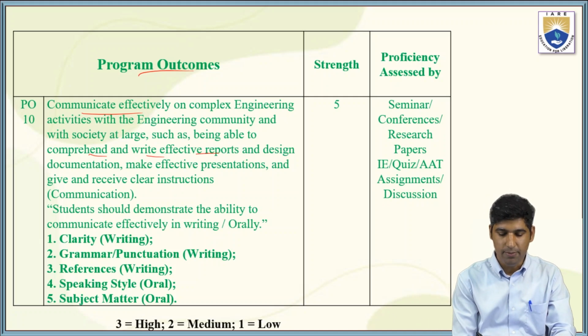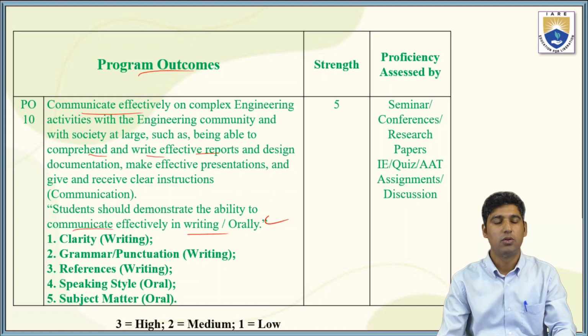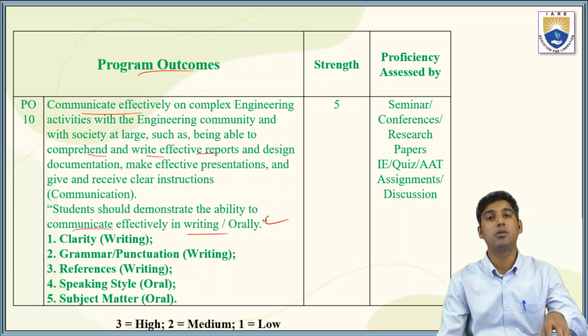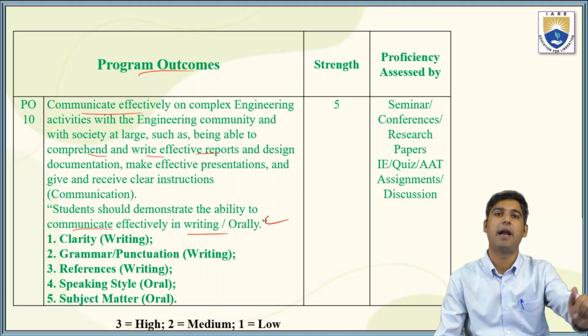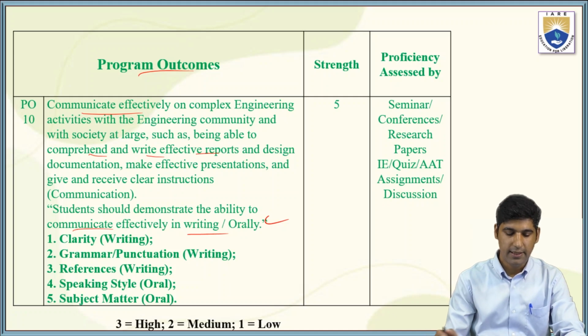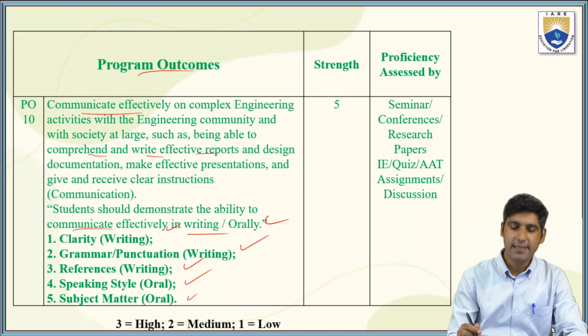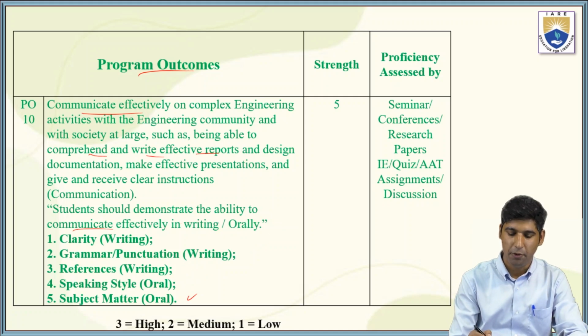It's your reading that also improves your communication skill, because you come across new words. And students should demonstrate the ability to communicate effectively in writing. The program outcome is that students should also show the ability to communicate effectively in writing. It's not only speaking, but writing as well. Clarity should be there in writing. Grammar and punctuation must be correct. References for writing, and speaking style and subject matter. These are the different things which come under your program outcomes.